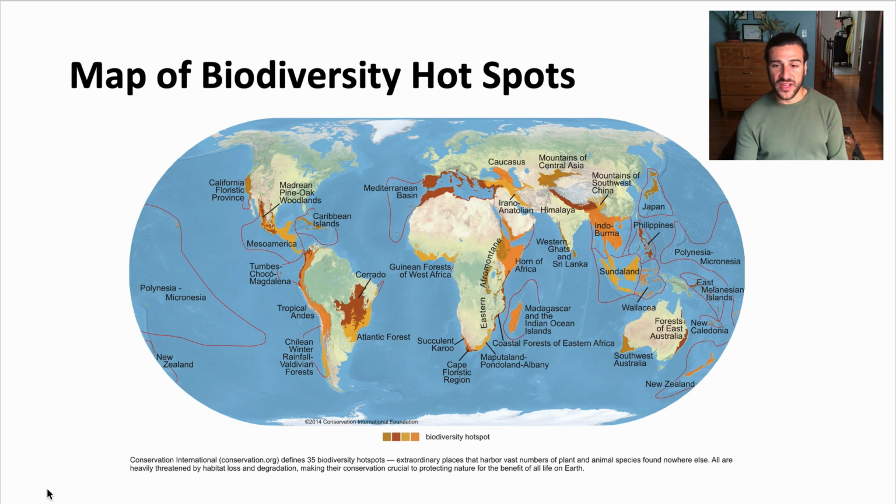And another figure that we haven't looked at yet is this figure showing the map of biodiversity hot spots, right? So you will notice that many biodiversity hotspots lie along the equator, where there are these tropical rainforests. We also get some patches more northern.